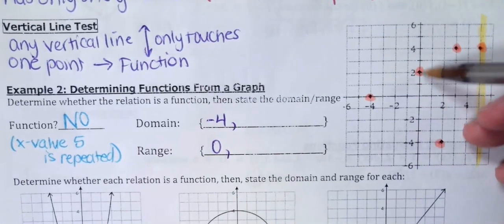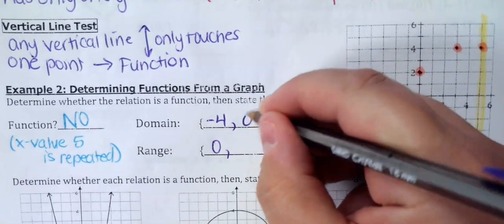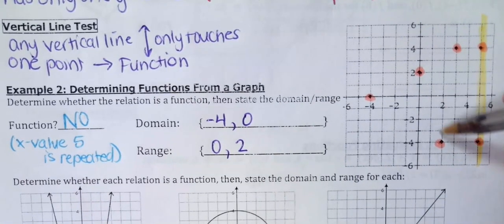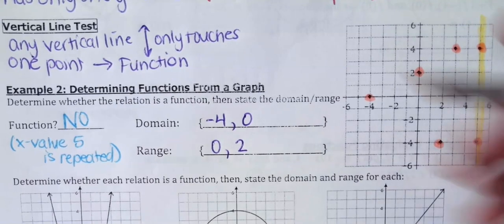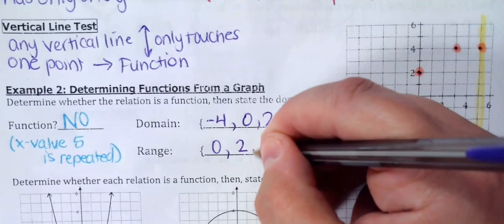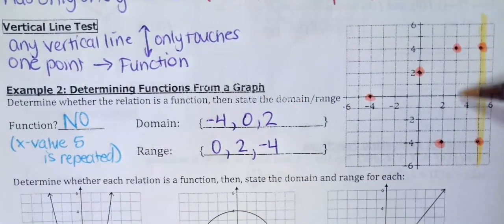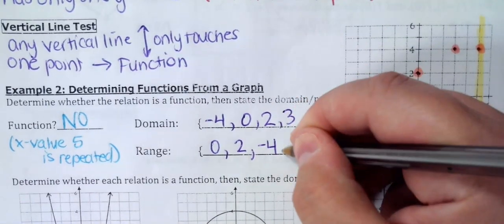Okay, next point I come to, going from left to right, is 0, 2. So 0 would be the x value, 2 would be the y value. I'm just going to put the x value in the domain, the y value in the range. Okay, next point I see here is 2, -4. So I'm going to write 2 is the x value, -4 is the y value. Next point I see, it looks like 3, 4. So 3 is the x value, 4 is the y value.